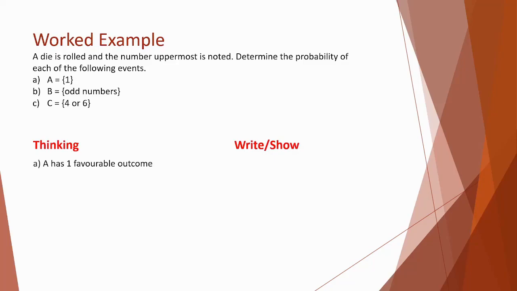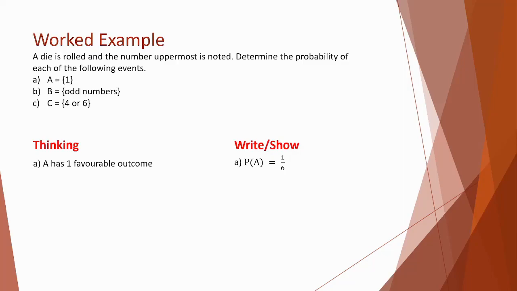A only has one favorable outcome, and that's the number 1. So what we're going to do is we're going to write the probability of A equals 1 over 6 because there is one favorable outcome and 6 total outcomes that could occur when I roll that dice. Now you'll note how we write down the probability here. We write P for probability, then we open the brackets and we put which event we're looking at, which is A, on the inside of those brackets, and then we write equals and the fraction or the decimal that it equals.